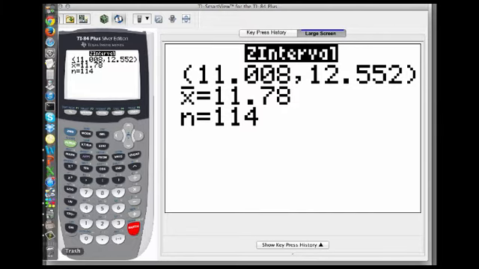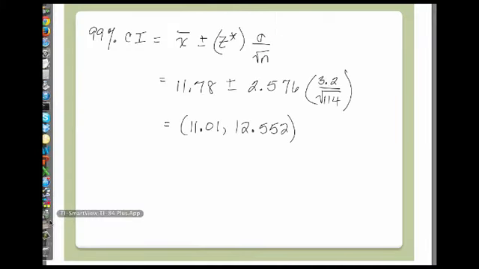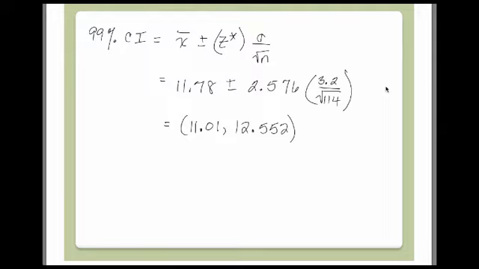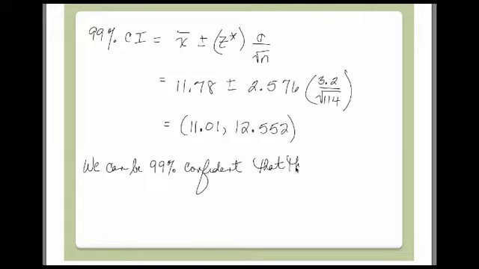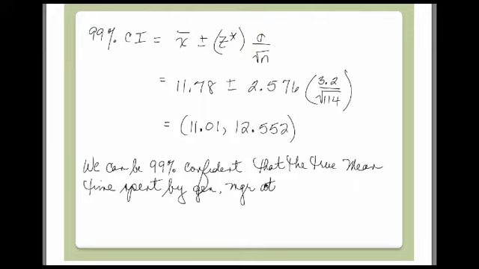All right, so let's go ahead and interpret it. We're just about finished. All right, so remember, it was a 99% confidence interval, so we can be 99% confident that the true mean time spent by general managers at their current hotel company... Is it chain or company? All right, I'll just put company.